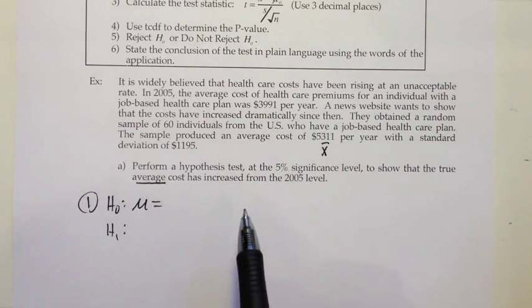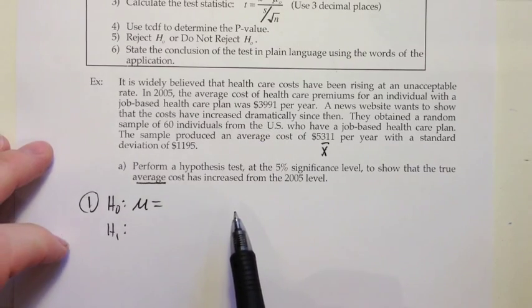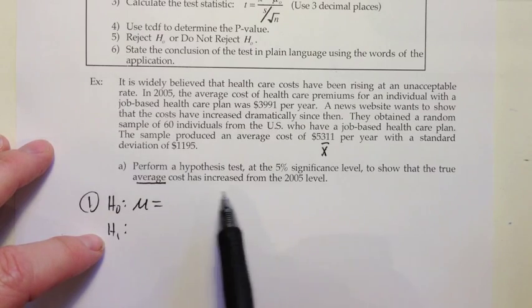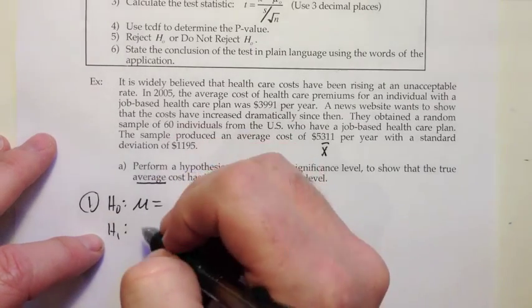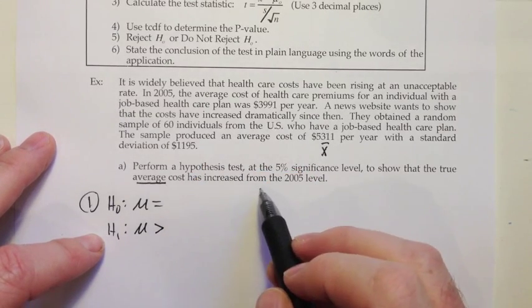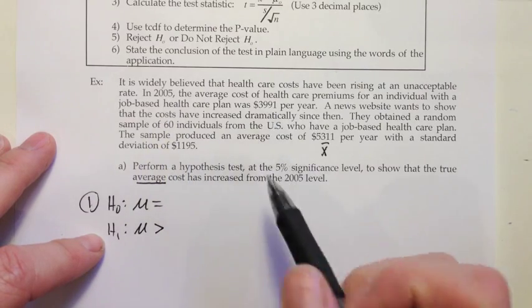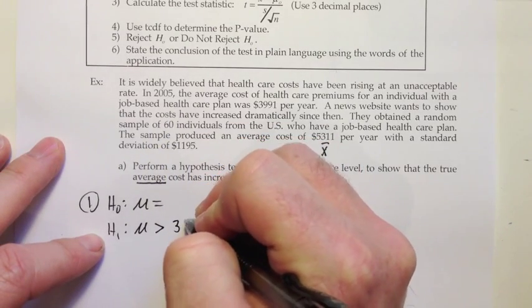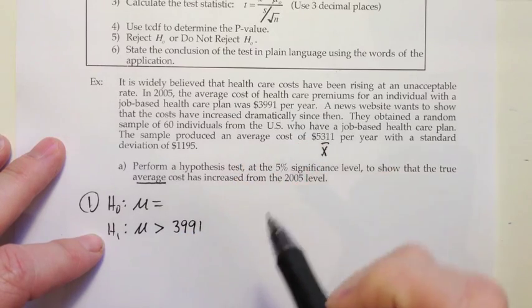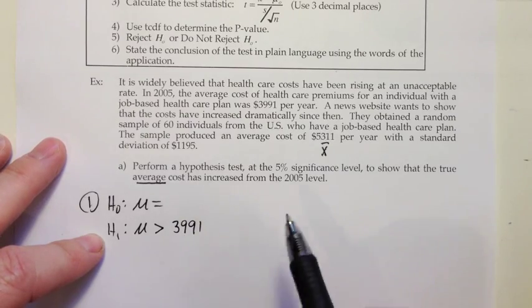But I want to also show you another way where we can see that's the right number. What we're trying to show is H1, and it says we're trying to show that the true average has increased. So that would be that mu has gone up from what? The 2005 level, and the 2005 level was 3991. So if I write the 3991 right there, then H1 is saying that the mean has increased from the 2005 level, which is a match of what we're trying to show.